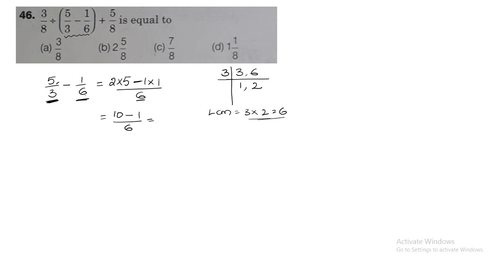So what is the value of 10 minus 1? It is nothing but 9. 9 divided by 6. So this goes 3 times and this goes 2 times. So this bracket value is 3 by 2. Now after that, what is the BODMAS rule?